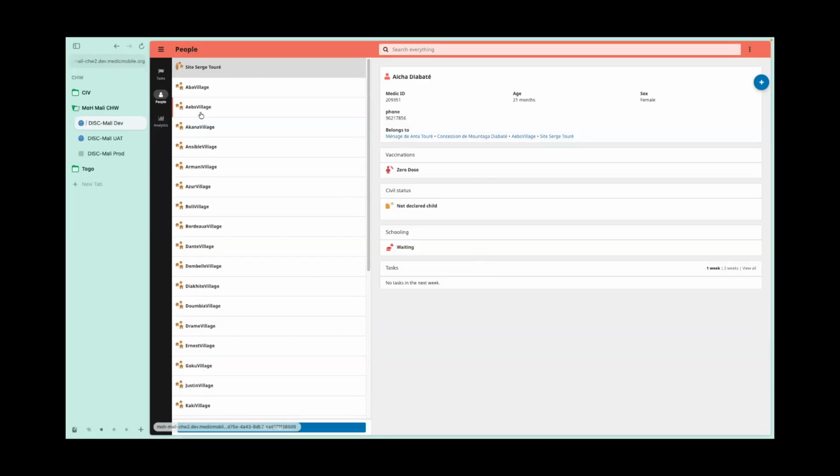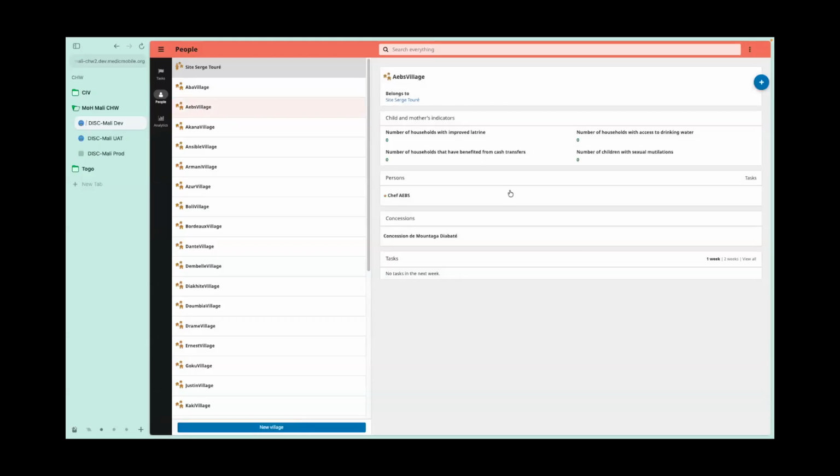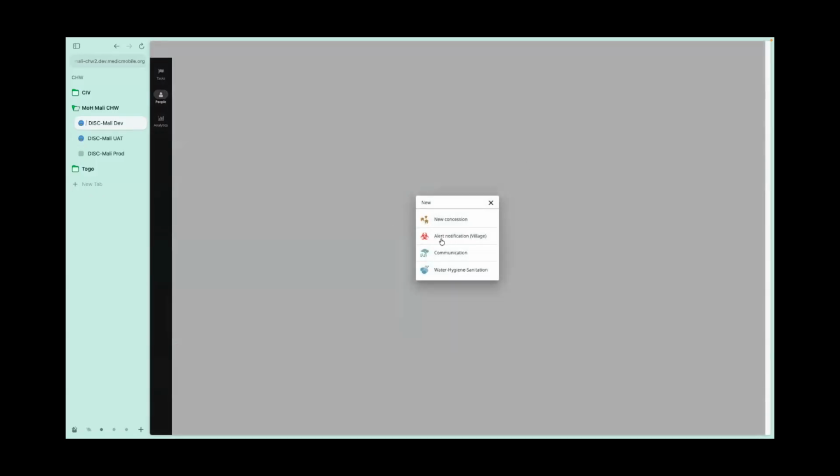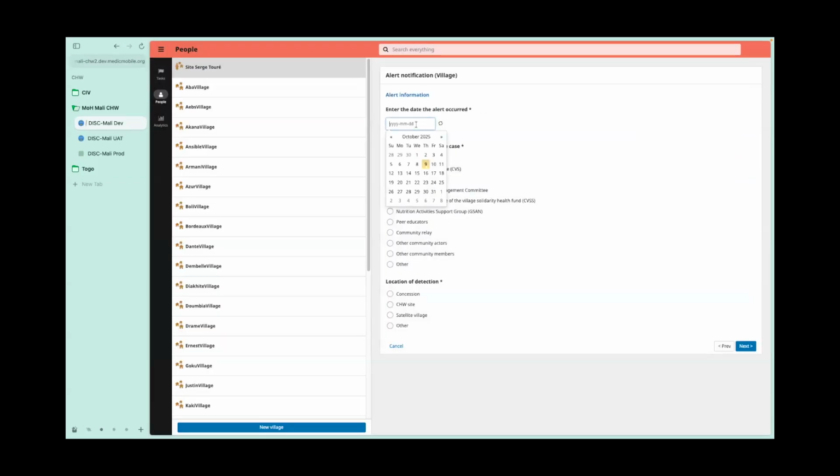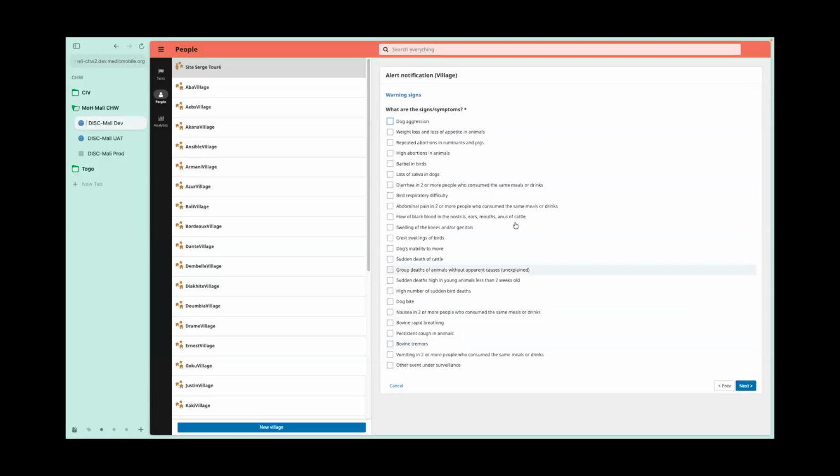I just want to do one more notification. This was specific to a patient. So let's say it has happened at the village level. It's exactly the same process to notify the alert. So I'm going to click here, same thing. It's alert notification at the village level. And it was done today as well. And the date that it occurred, it's today, CHW, let's say, no, it's at the village and satellite village.